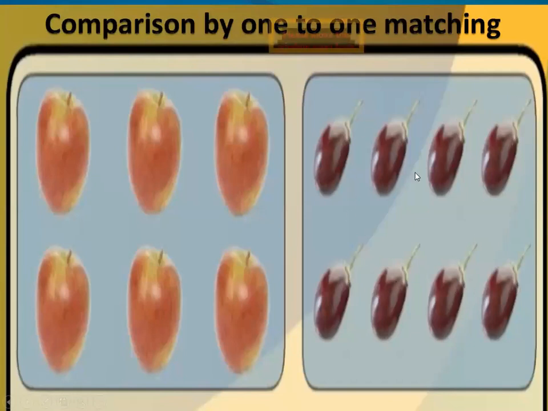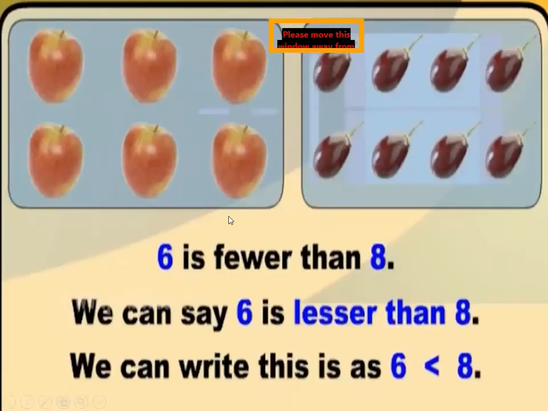There are eight brinjals. So, are apples more or less? Apples are 6 and brinjals are 8. So apples are less than brinjals. So how to read and write? We use the term fewer. Fewer means less. So 6 is fewer than 8. So we can say that 6 is lesser or less than 8 because 6 is less.